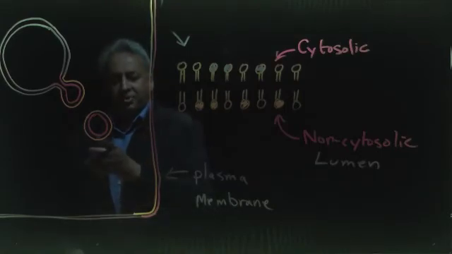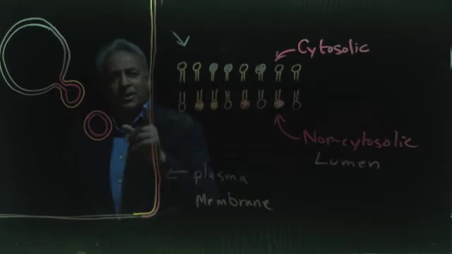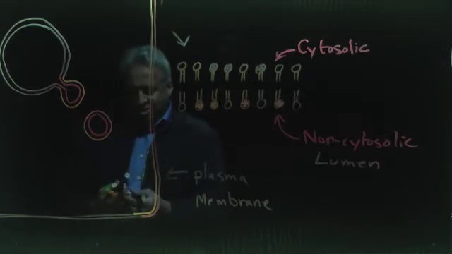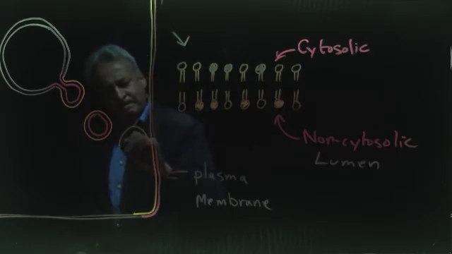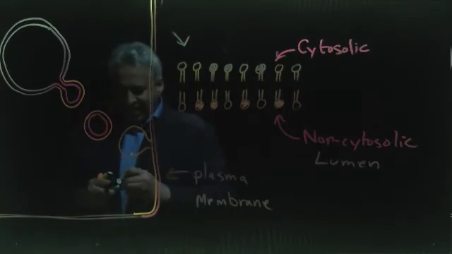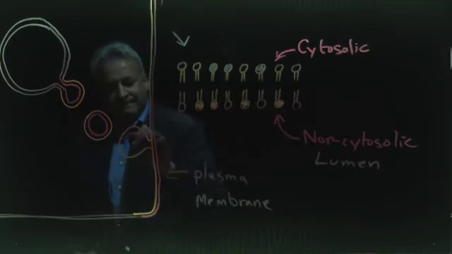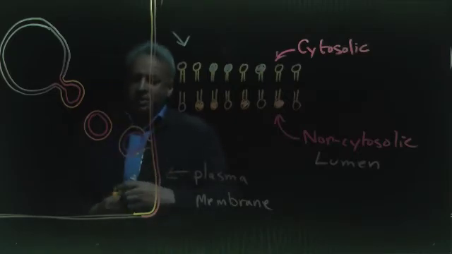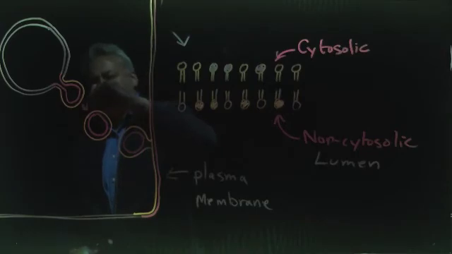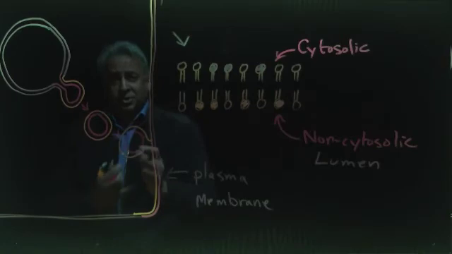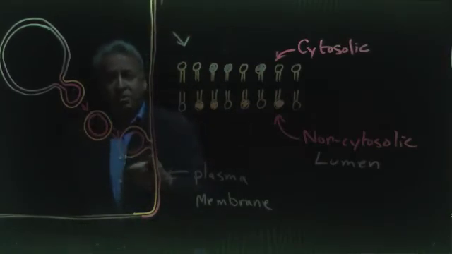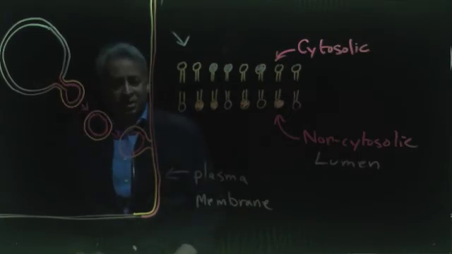So let's follow the migration of this particular vesicle as it begins to fuse with the plasma membrane. Let's redraw that a bit further along in its path, maybe here, and here. This vesicle has now migrated from here to here and is now going to add more membrane so the cell can grow in dimensions.